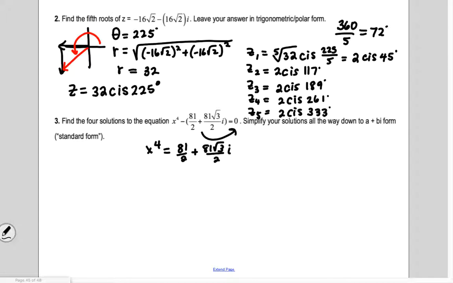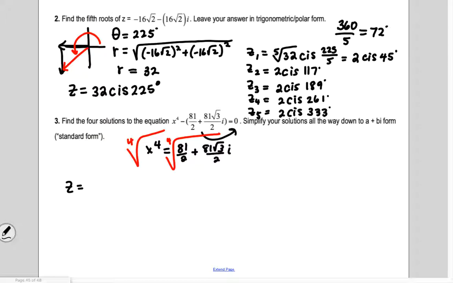Okay? So we're asking for the 4th root of that complex number. Make sense? So let's write this complex number as z. Our complex number, z, is going to have our radius, like that modulus, and the theta, right? So we need to find those.